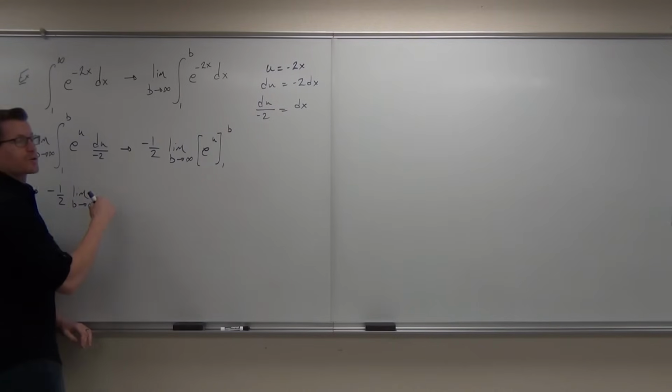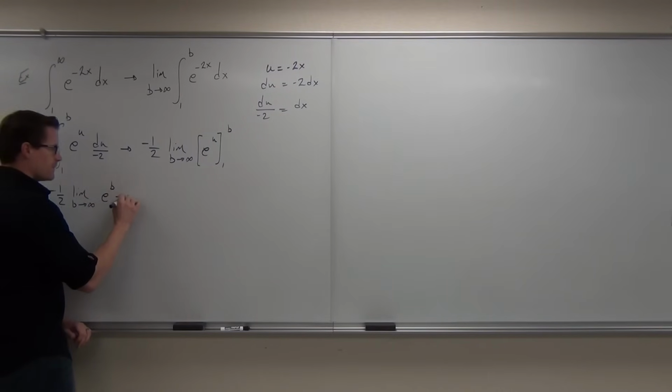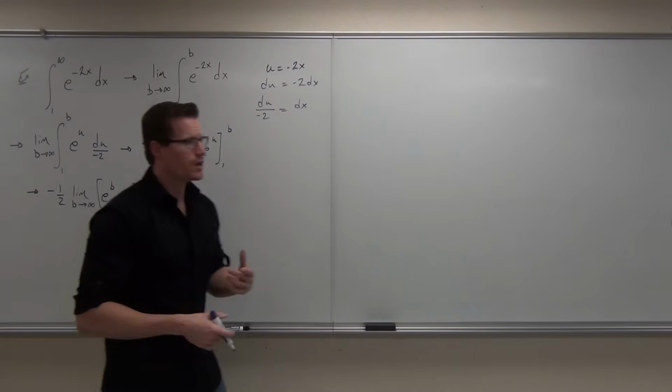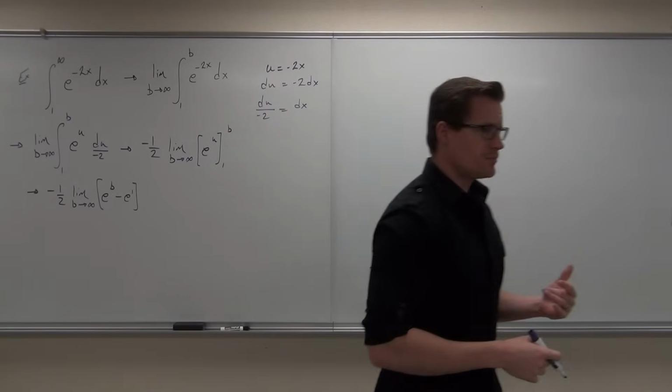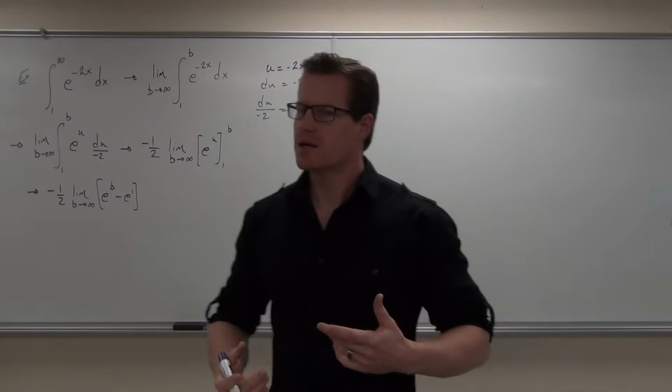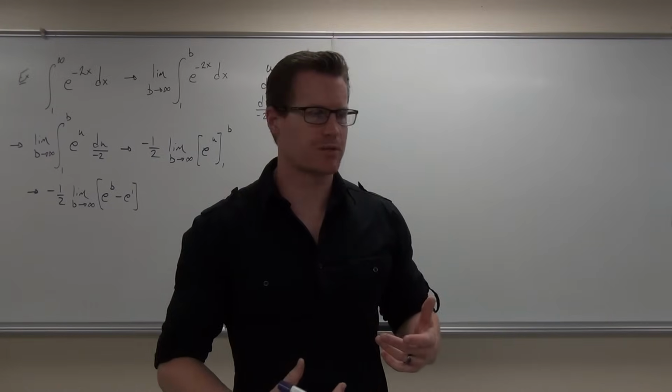Let's evaluate. What goes first, the 1 or the b? E to the b minus e to the 1. Now, if you're going to do these correctly, you do have to be very good at understanding what's happening to these functions as you approach infinity. Some of you struggled with this when we dealt with limits the first time.